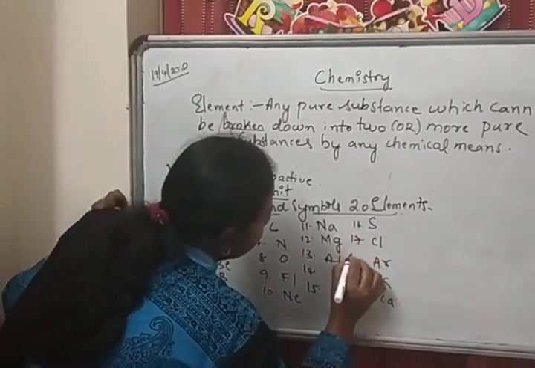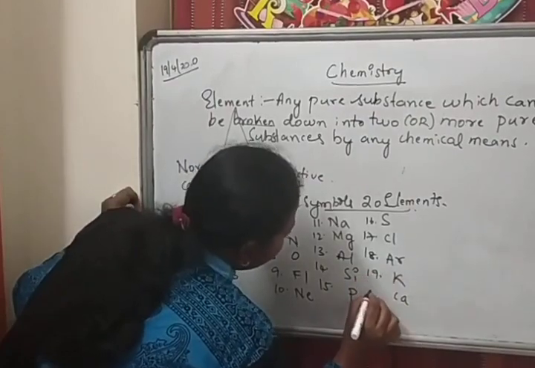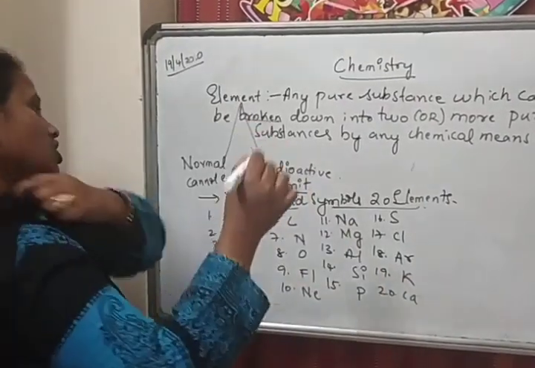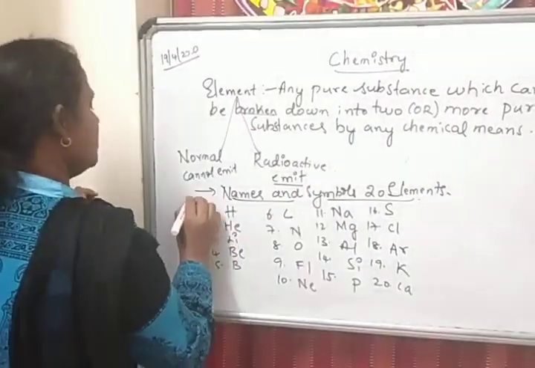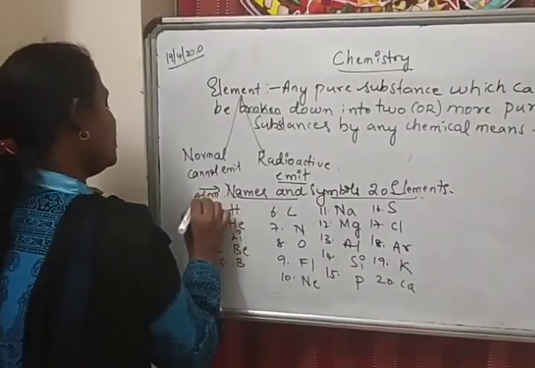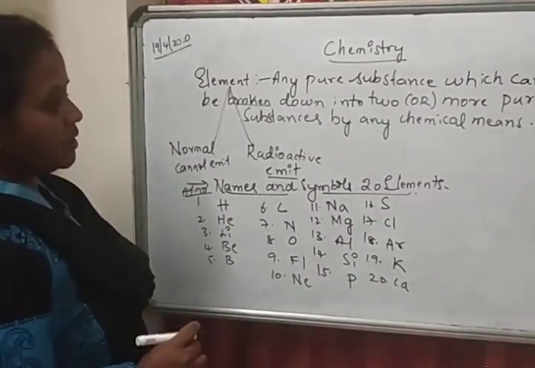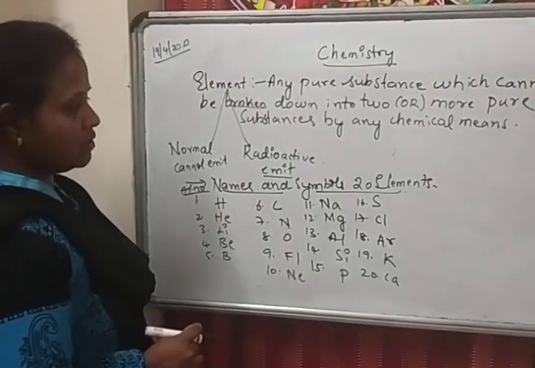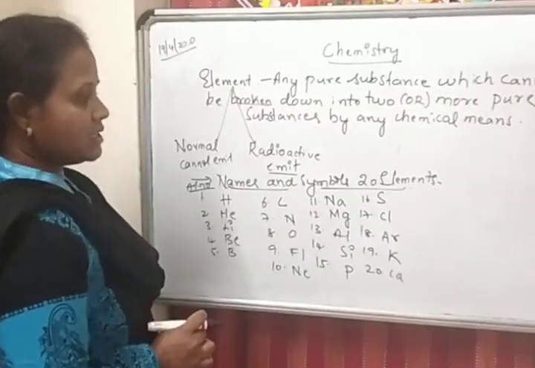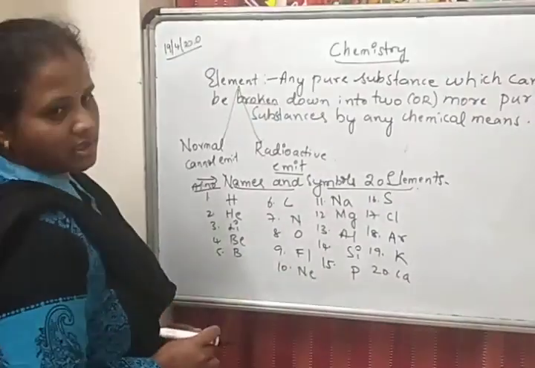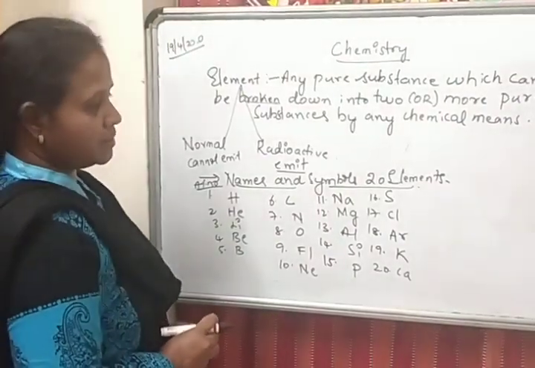These are the symbols of the first 20 elements. What is the serial number called, children? This is nothing but the atomic number. Regarding this table, I have given you the assignment also. In the last session, we will discuss the answers related to that assignment, children.